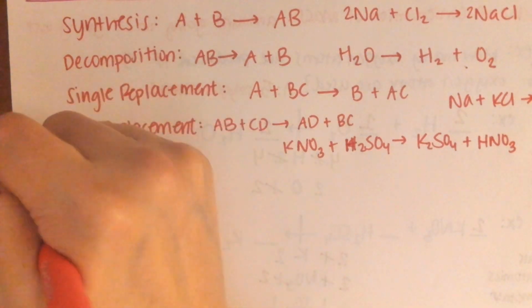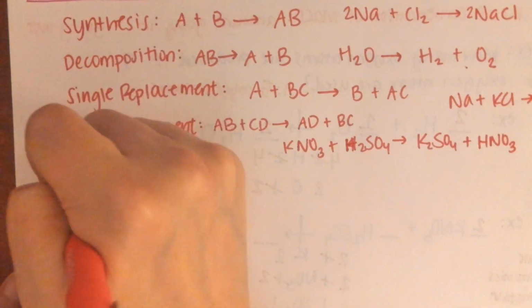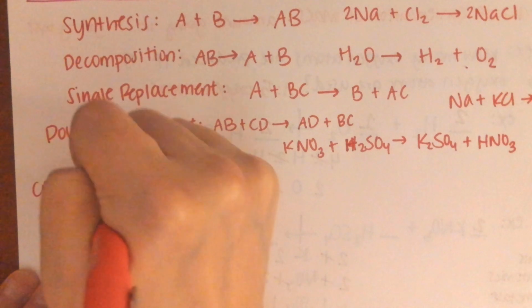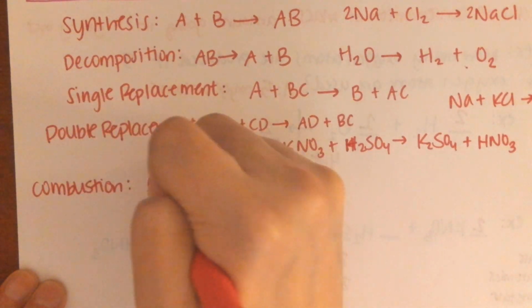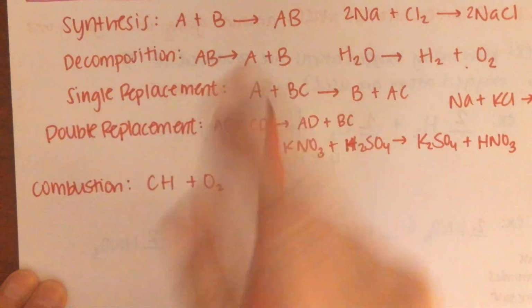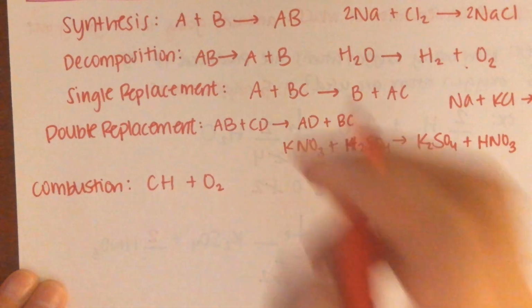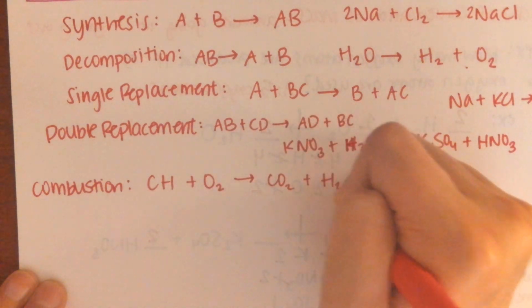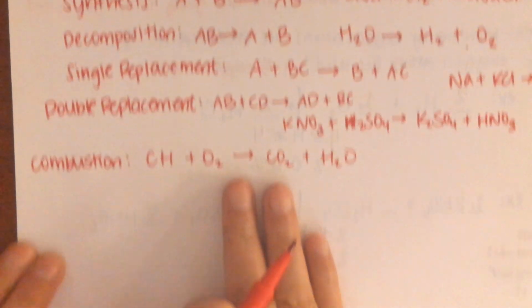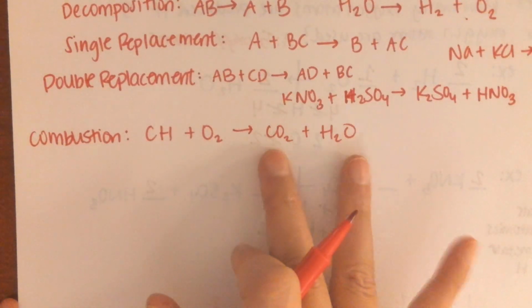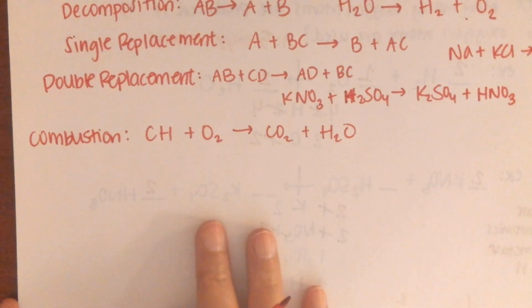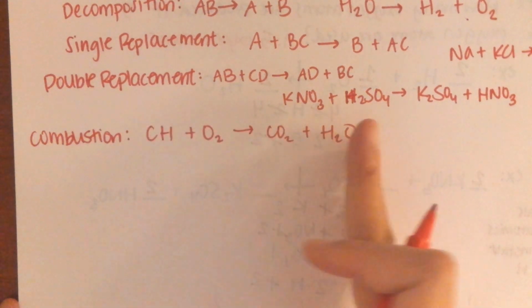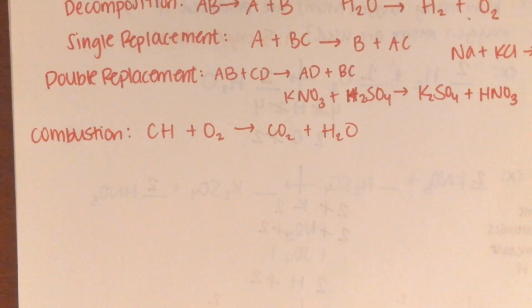Alright, last but not least, we've got combustion, and again, I just talked about that. It's always just CH plus O2. It doesn't matter what CH it is, CO2 and water. It has to have all 4 of these. It doesn't mean if you have like CO2 and water somewhere in the equation that it's combustion. No, it has to have all of these. Alright?